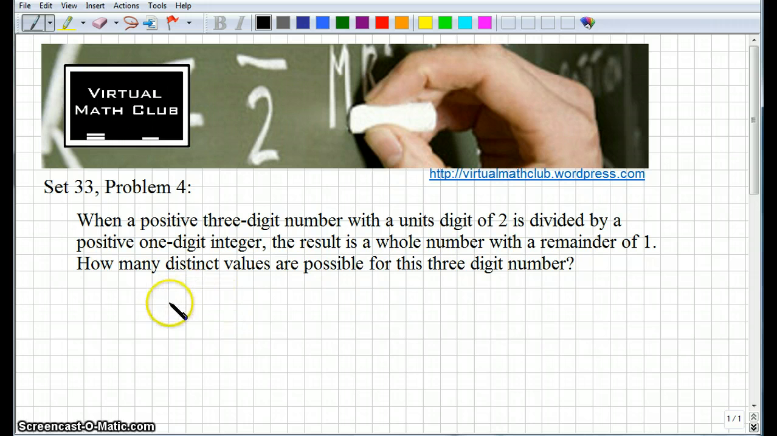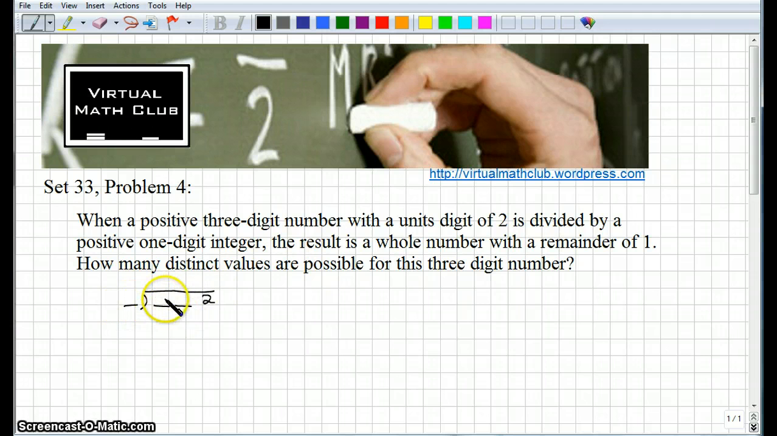All right, well, this one, I don't know if there's an easy way to do it. It just takes some careful thinking and a systematic approach, and you really have to keep track of what you're doing here. So let's write out what we've got. We've got the first 2 digits, and then you know that the units digit is 2. And you're dividing it by a 1-digit number.